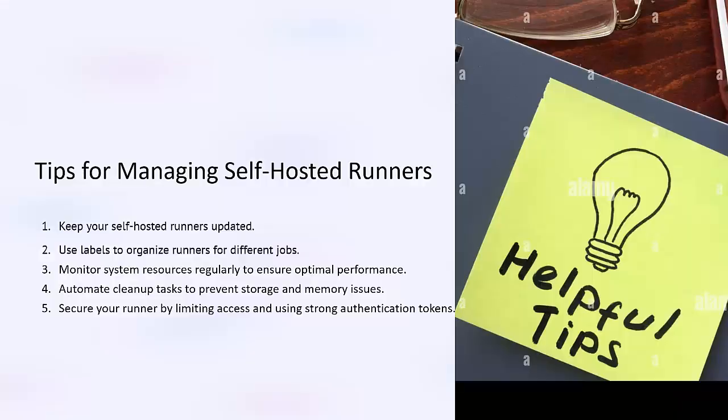Before we wrap up, here are a few pro tips to help you manage your self-hosted runner efficiently. Always keep your runner updated. This prevents bugs and compatibility issues with new GitHub Actions features. Use labels to organize runners for specific tasks or teams. For example, label one runner for building, another for testing. Regularly monitor system resources like CPU and memory usage to keep things running smoothly. Automate cleanup of temporary files or old build artifacts to avoid storage issues. Lastly, secure your runner by limiting access and using strong authentication tokens. Follow these steps and you will ensure a seamless experience with self-hosted runners.